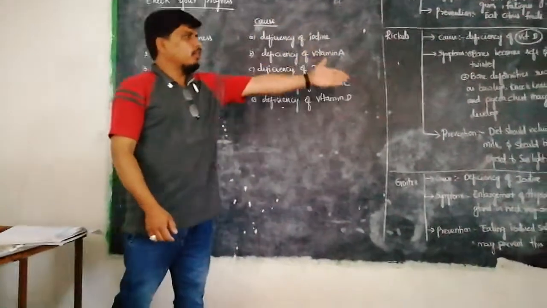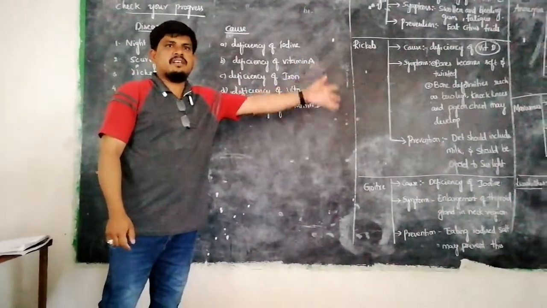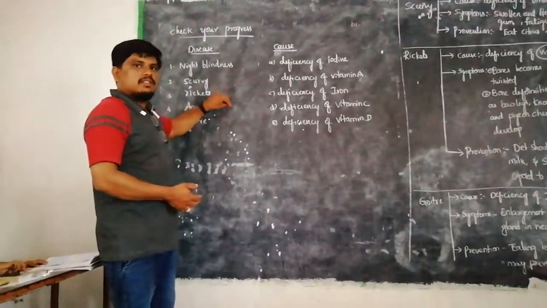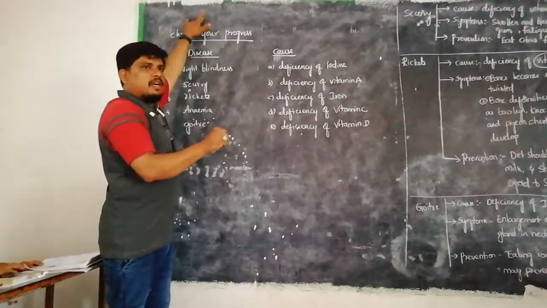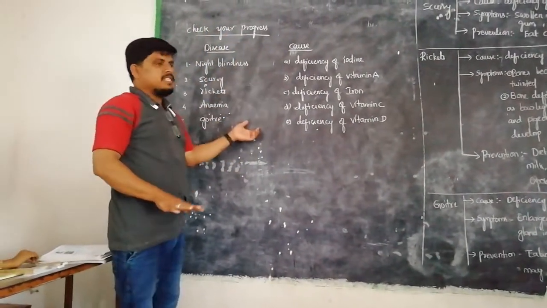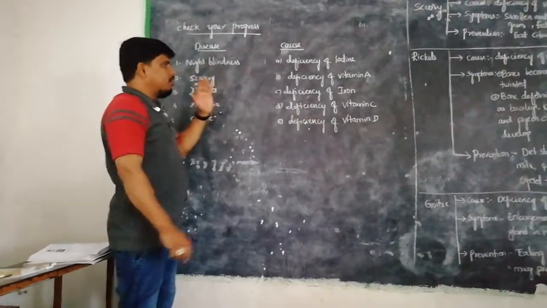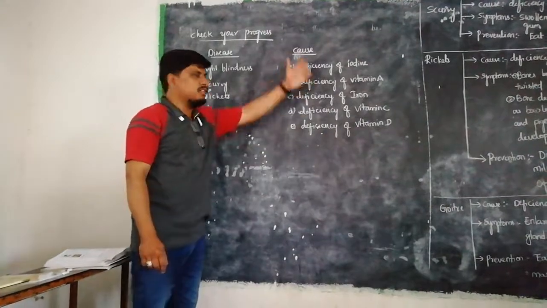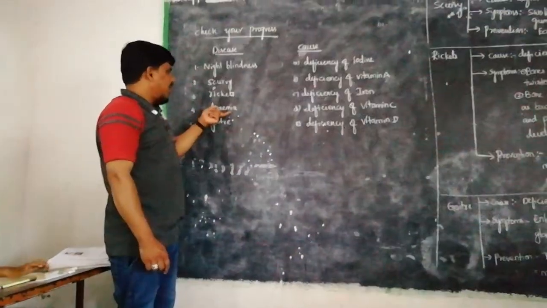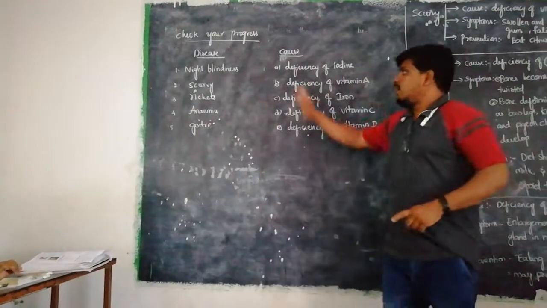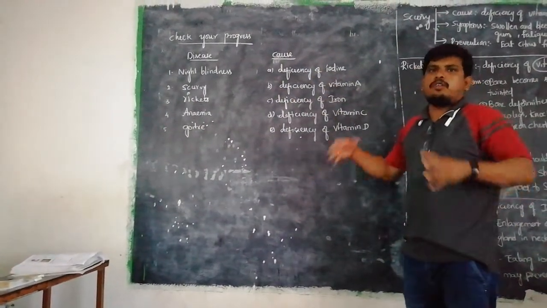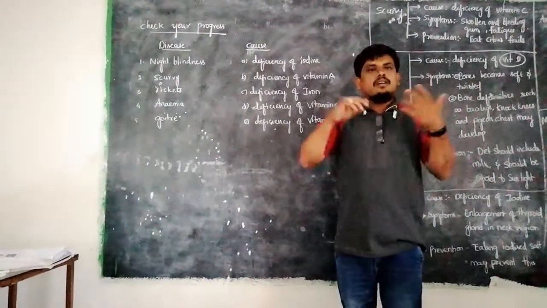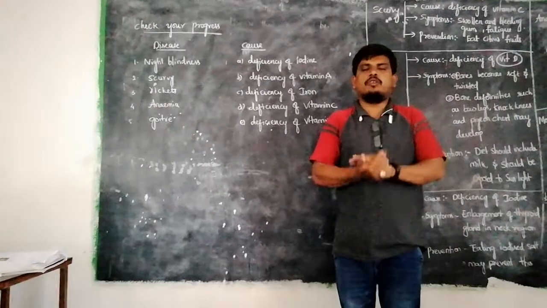Yes children, up to now you have listened about the deficiency diseases, their cause, their symptoms and their prevention. Let me, final thing is check your progress. If you have listened to the complete video, please go for this match the following. If you have listened carefully, you can attempt this very easily. This is night blindness and you can find the deficiency of this, scurvy, rickets, anemia and goiter. These are the diseases and these are the causes. After you watch this video, please do this match the following on paper and check your progress, how far you have understood.